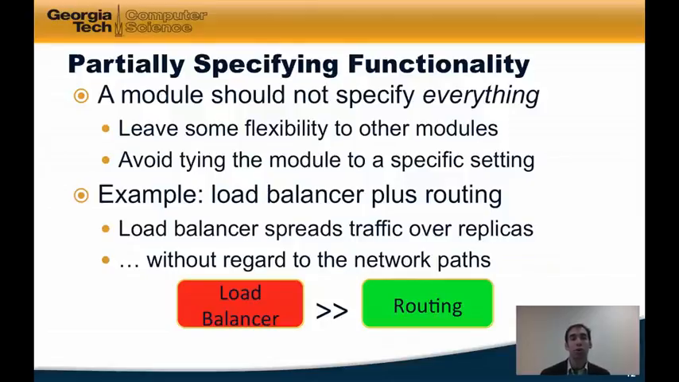Note that each module only partially specifies what should happen to traffic, leaving some flexibility to other modules. This avoids tying a particular module to a specific setting, thus making the modules more self-contained and portable. For example, when we applied load balancing followed by routing, the load balancer did not need to know how routing was being performed in that network. Therefore, if we wanted to use the load balancer in a different network, it would be relatively easy to reuse that component, even in a network where routing was performed in a completely different way.